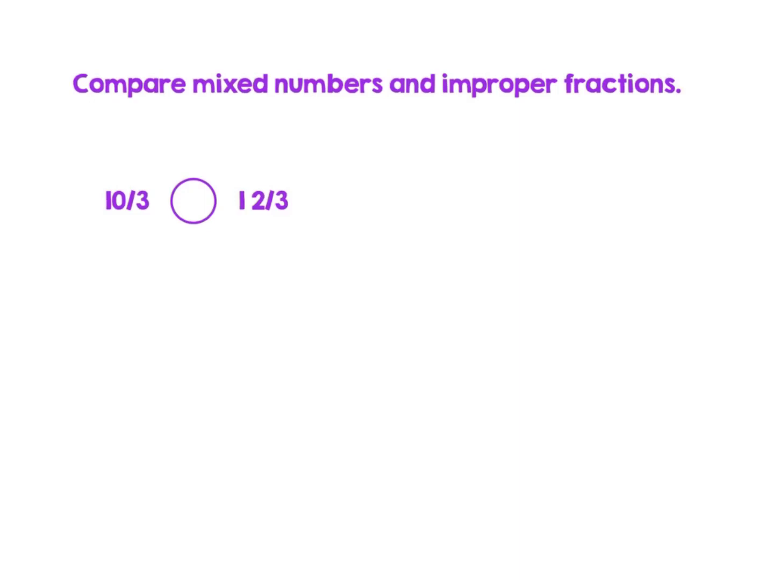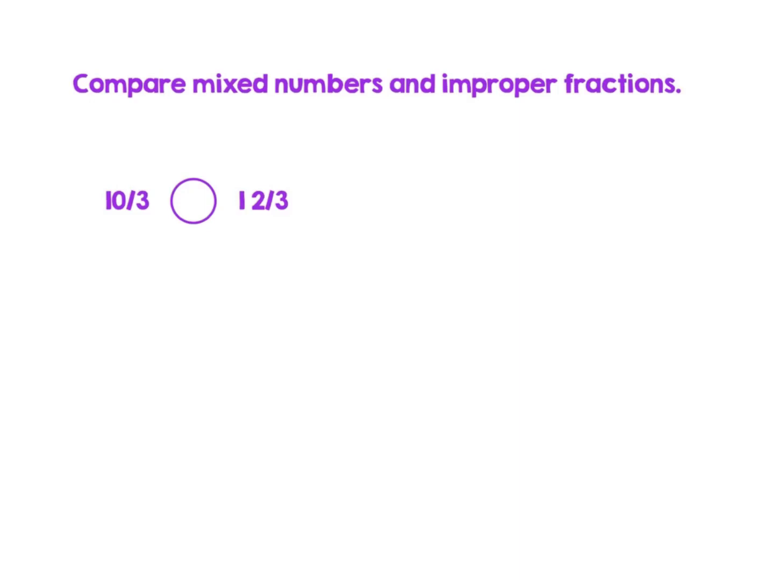Finally, we are going to compare mixed numbers and improper fractions. This is really tough to do if I'm comparing a mixed number and an improper fraction. So I need to either convert my improper fraction to a mixed number, or I can convert my mixed number to an improper fraction. It's really up to you which one you want to do. I'm going to choose to convert my mixed number to an improper fraction. So I'm going to take 1 and 2/3, and I'm going to convert it to an improper fraction.